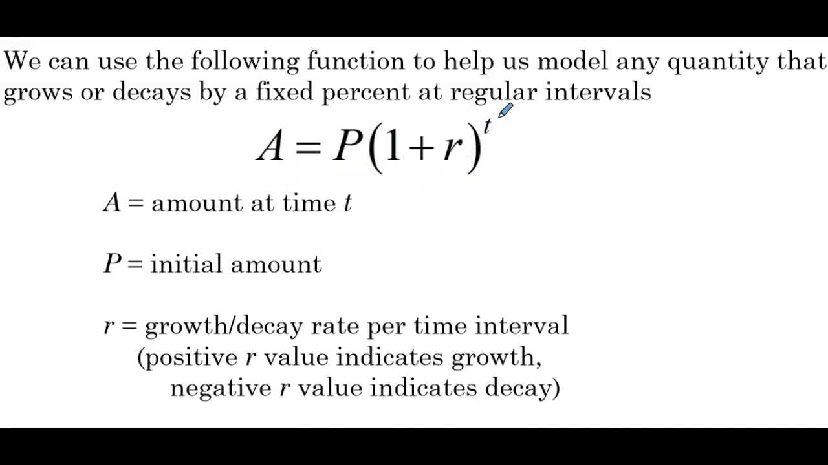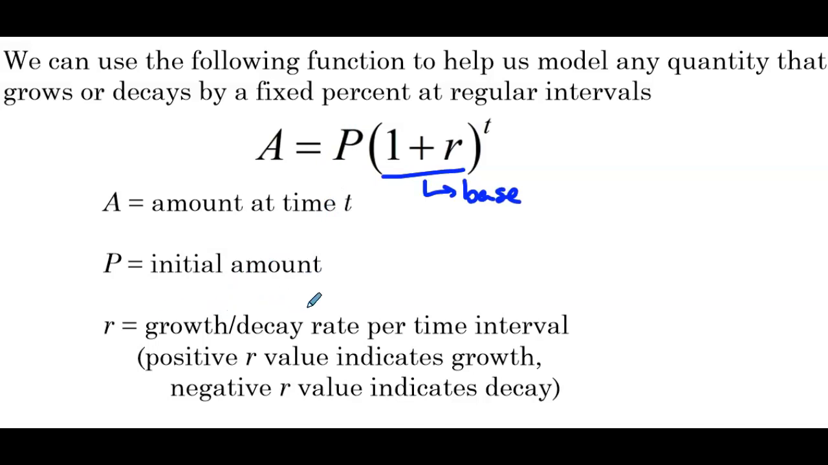So we have an exponential function. The variable T is in the exponent. 1 plus R, this is the base of the exponential function. Now, what does each individual variable represent? Well, A is the amount at time t, rather. So if we're looking for the deer population in 2 years, the population is A. T is 2 years. P is the initial amount, so how many deer we started with. In that case, it was 20.